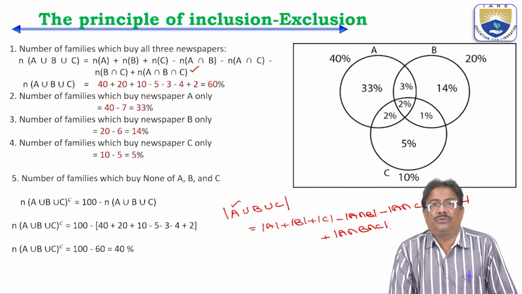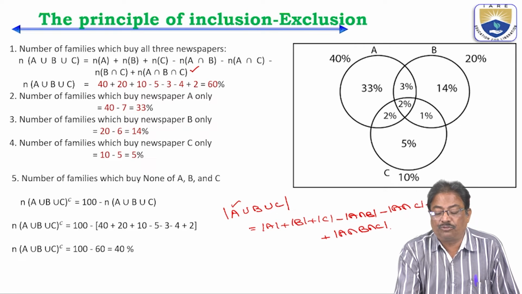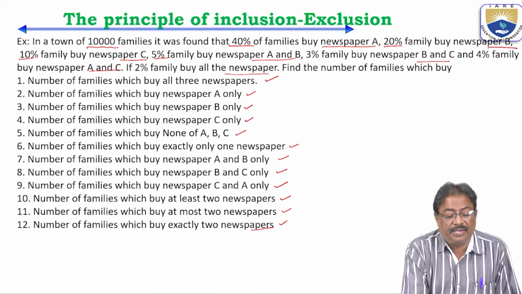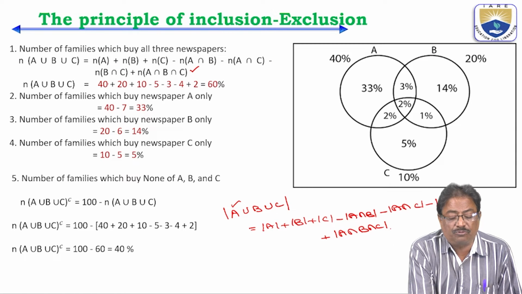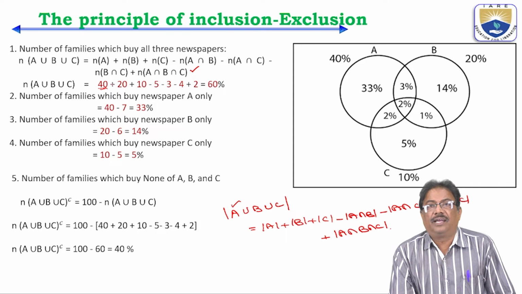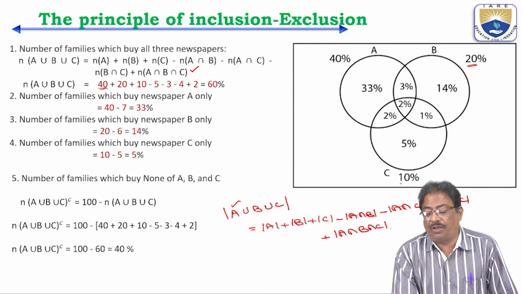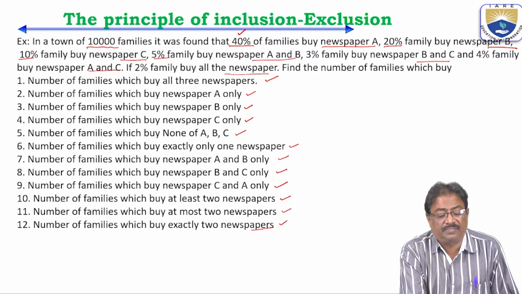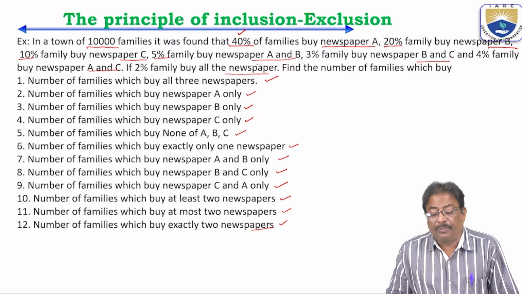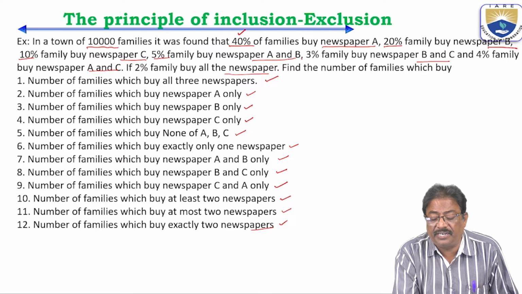So now we are going to find out. See here, 40% of the families studied newspaper A. Here it is mentioned 40%, so I am just taking the number of families studied newspaper A as 40%, and the number studied newspaper B as 20%. The number of families which studied newspaper C is 5%. And 5% of the families studied A and B.